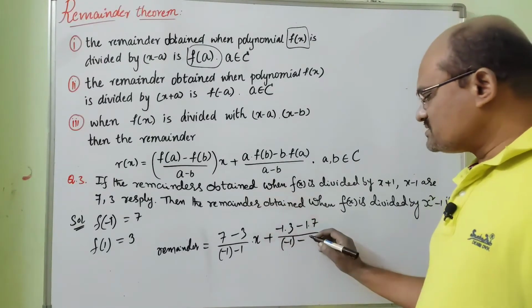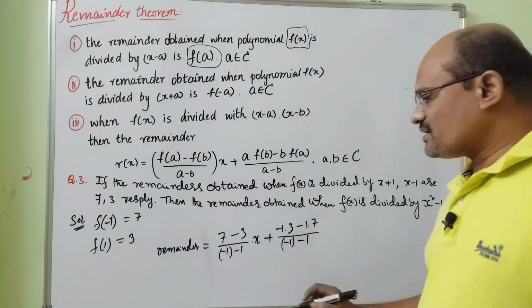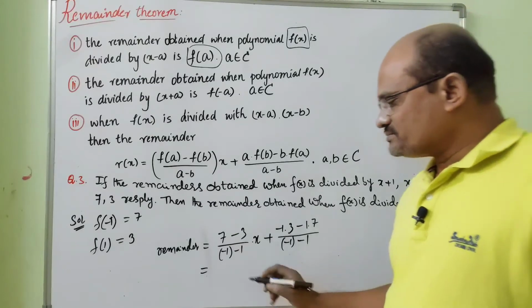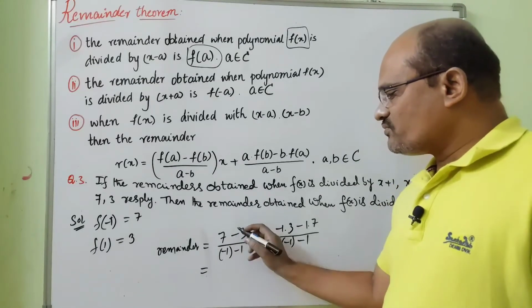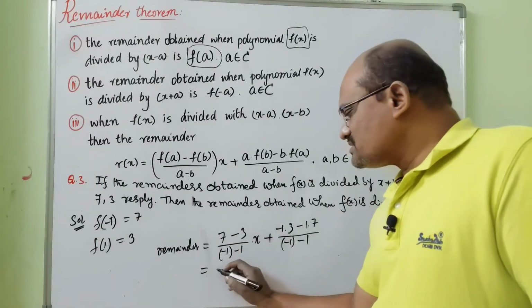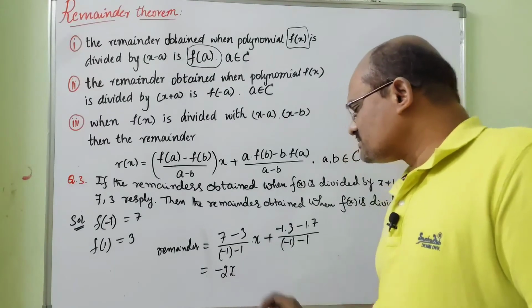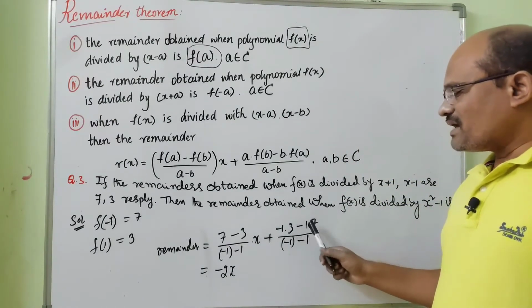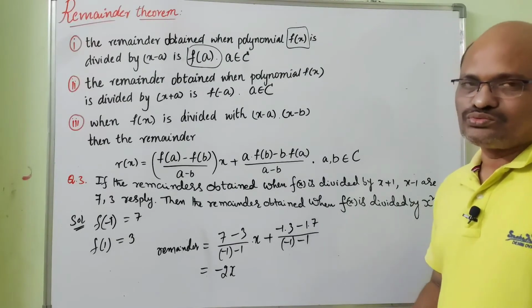Minus of b is 1. This is the remainder. Simplify this. 7 minus 3 is 4, by minus 2. 4 by minus 2 is minus 2x. Here minus 3 minus 7 is minus 10, by minus 2.